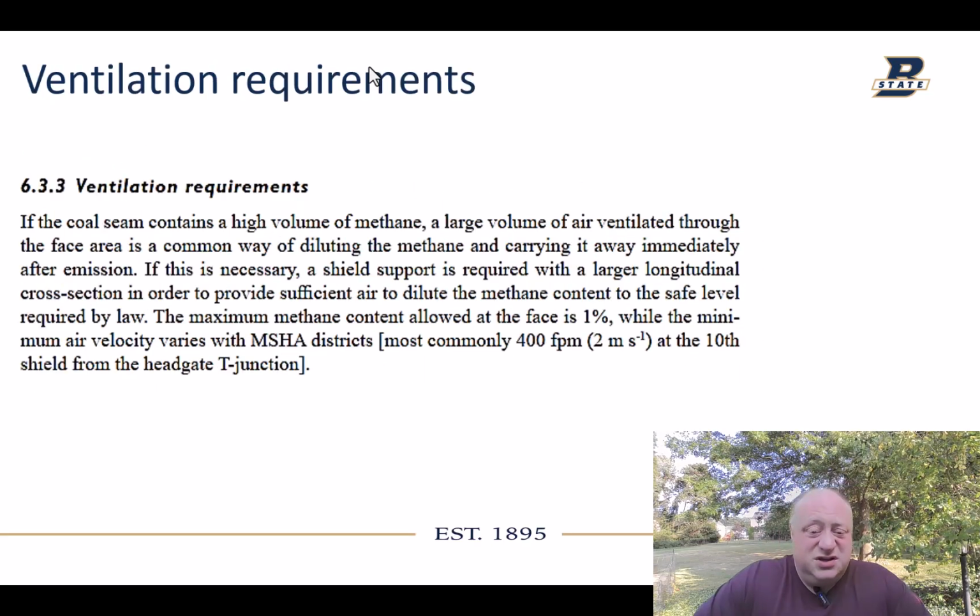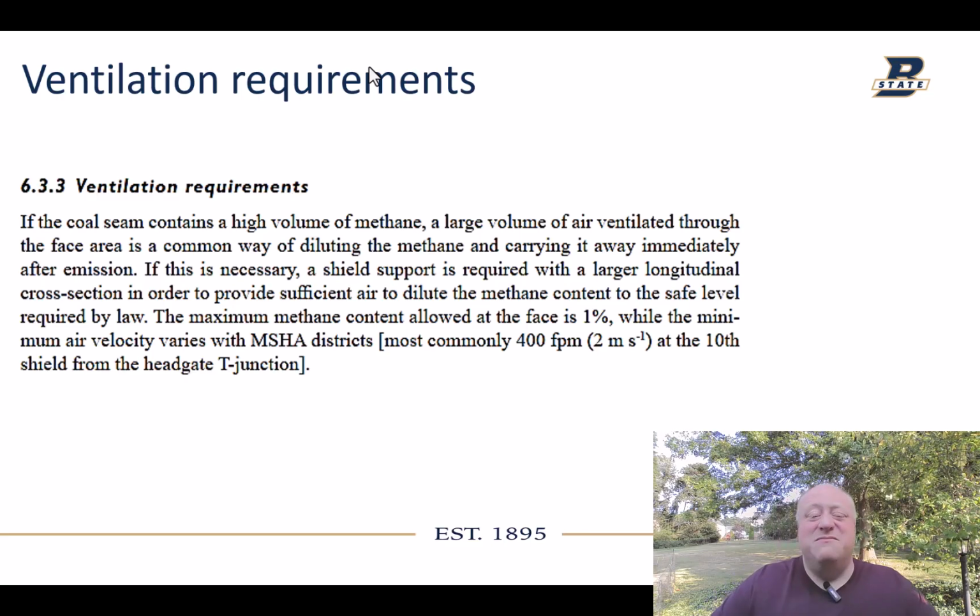Ventilation requirements. There are laws on that, and they do vary from district to district. But of course, if it contains a high volume of methane, you're going to need a large volume of air. The maximum methane content allowed at the face is 1%, and the minimum air velocity, like I said, varies with district, but is commonly 400 feet a minute, measured at the 10th shield from the head gate T-junction. So 10th shield from the head gate, you measure, and most districts require 400 feet a minute.